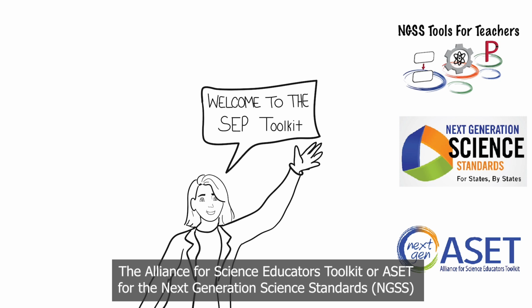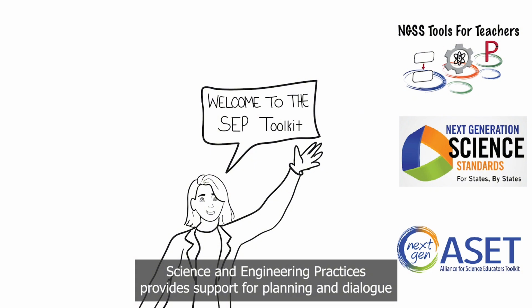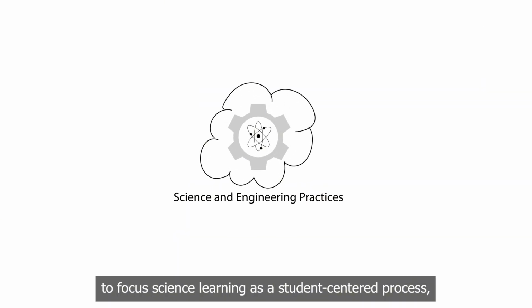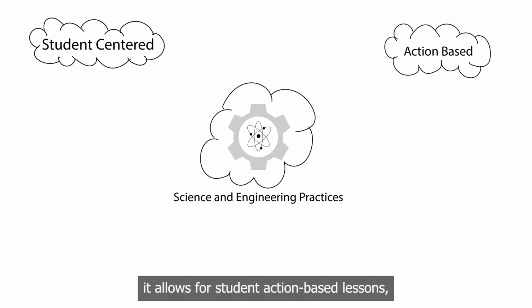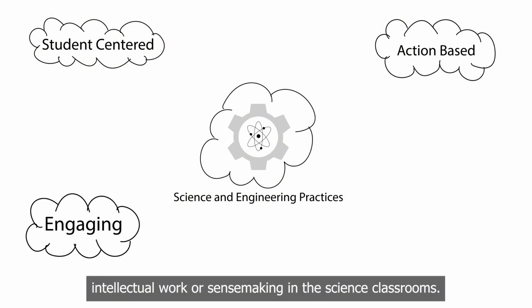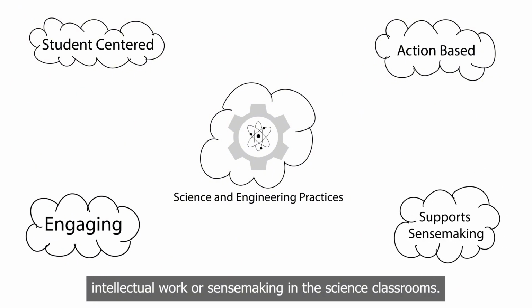The Alliance for Science Educators Toolkit, or ASSET, for the Next Generation Science Standards, Science and Engineering Practices, provides support for planning and dialogue to focus science learning as a student-centered process. It allows for student action-based lessons. It promotes engagement while supporting students' intellectual work or sense-making in the science classrooms.